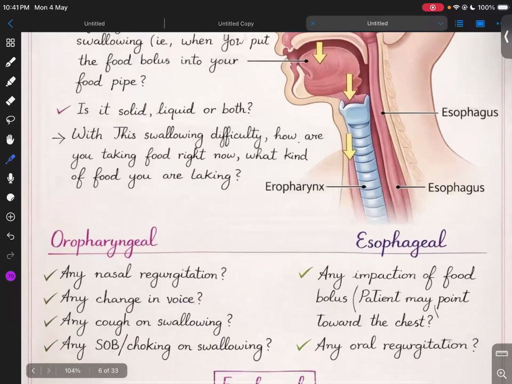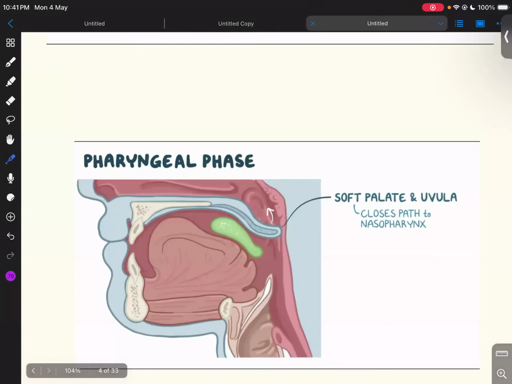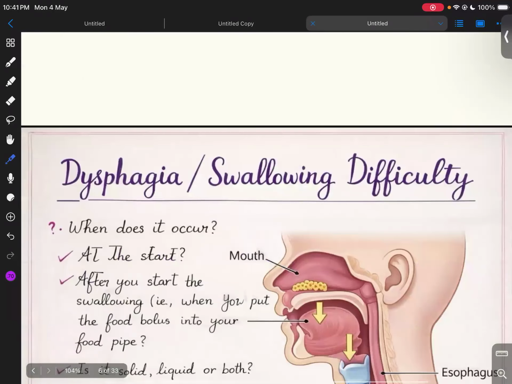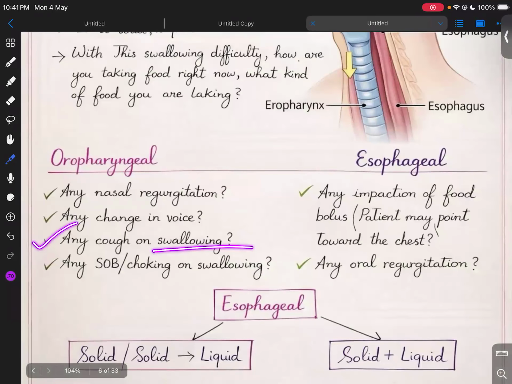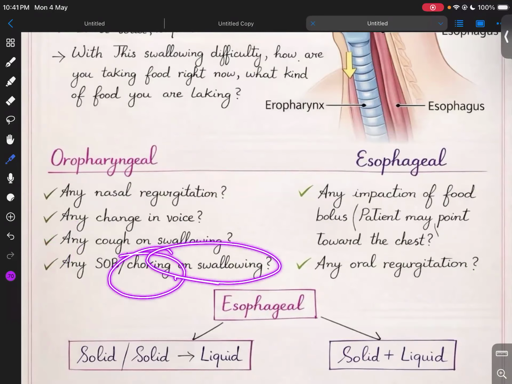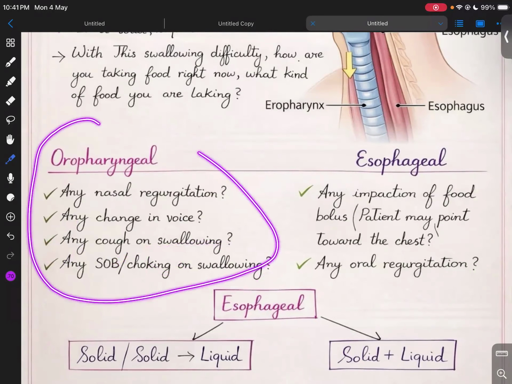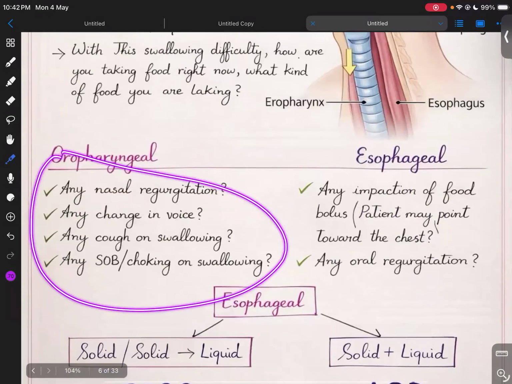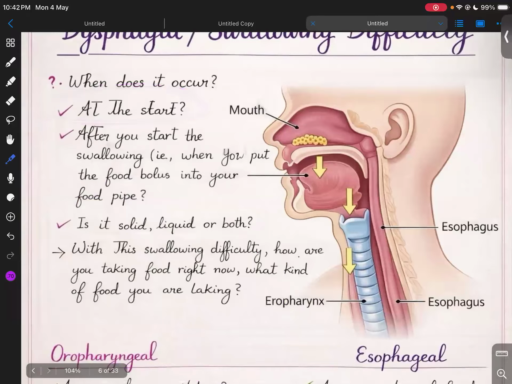We have already discussed, whenever the movement is not coordinated in a proper way, the epiglottis will not come down and close the airway. So food will come in this way, that is the airway. It will cause irritation, resulting in coughing and breathlessness. So you have to ask any cough on swallowing, any breathlessness, or choking episode on swallowing. So these are all the questions for oropharyngeal dysphagia. We have to ask these if we get a positive answer to the first question, that the dysphagia occurs right at the beginning.